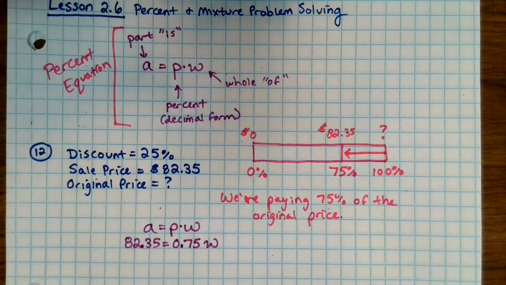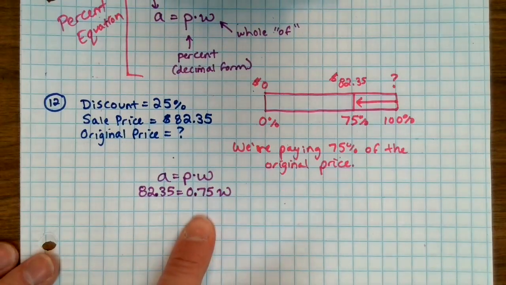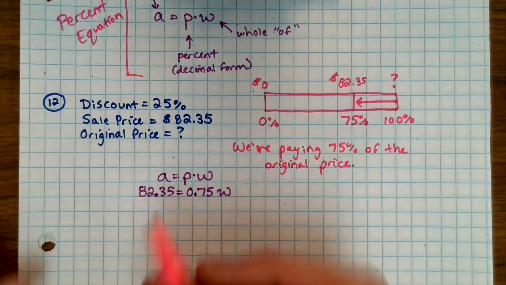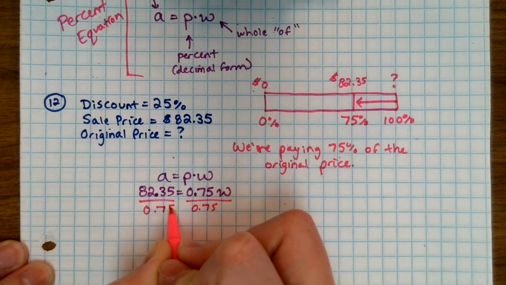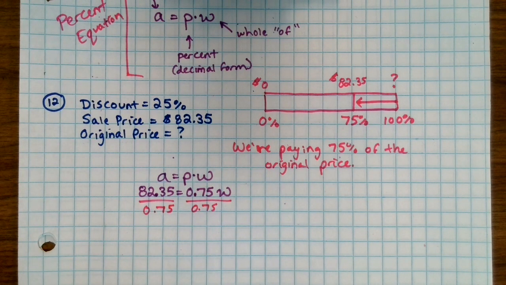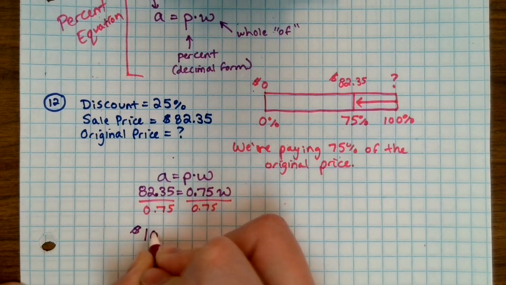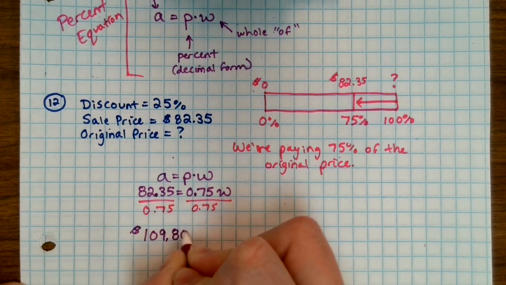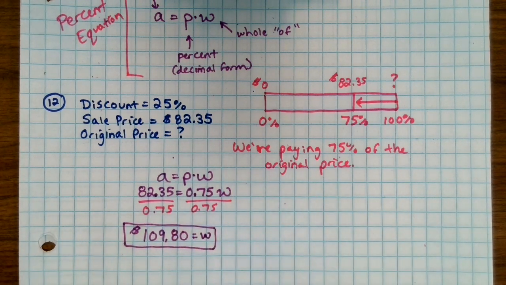The next step here would be to divide. So once we get to this point, we're going to divide both sides by 0.75, and then we're going to find our final answer. So after we do this division, we should calculate that it's $109.80 is the original price. And again, this makes sense because if you're paying a sale price, the original price should be more.